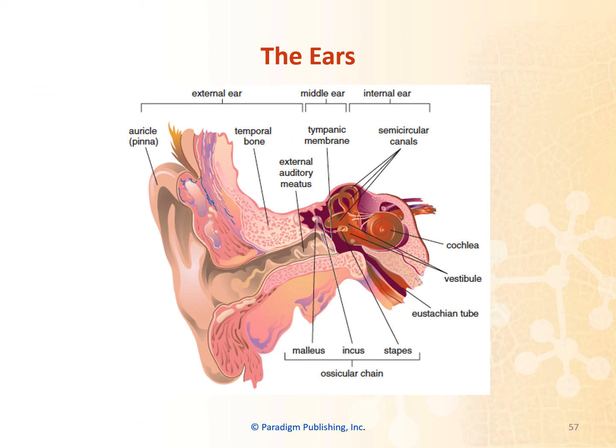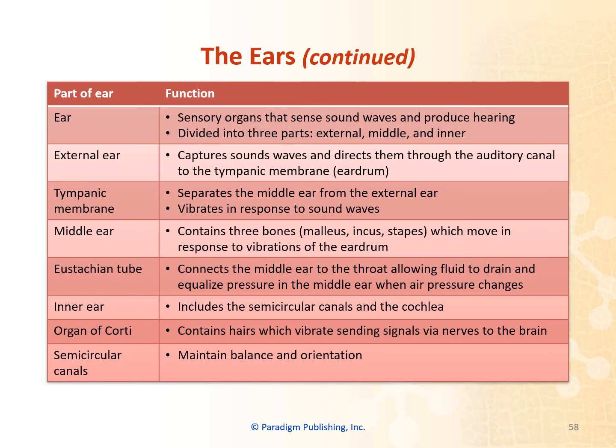So here we have the ears. Listed on page 651 is the diagram of the ear and the inner components. The different parts of the ear. The ear is the sensory organ that senses sound waves and produces hearing. It's divided into 3 parts: external, middle, and inner.